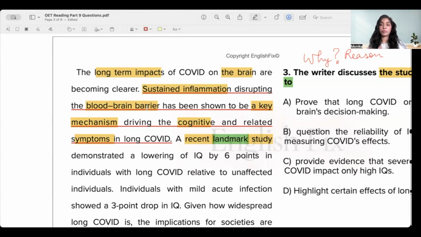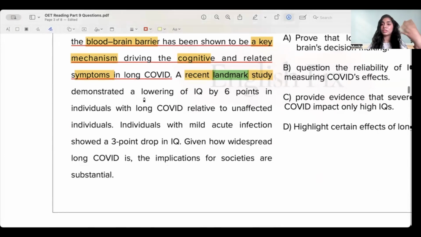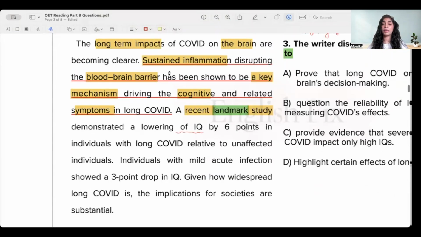Mechanism does not always mean a good thing. Here it is a problem that is actually creating these symptoms in long COVID, creating these cognitive issues. Got it. Understood. Now let's read the study. It demonstrated lowering of IQ. This is an example of long-term impact. This is an example of cognitive issue by 6 points in individuals with long COVID related to unaffected individuals.